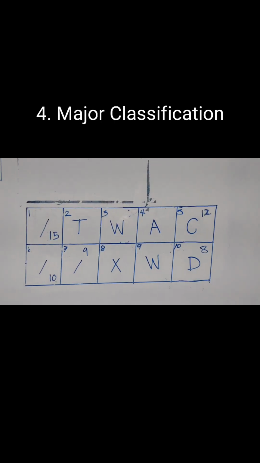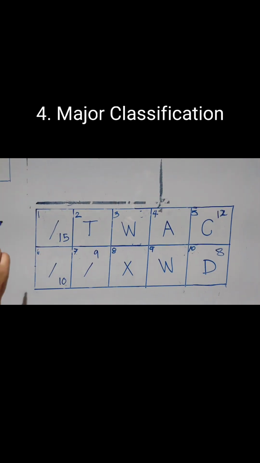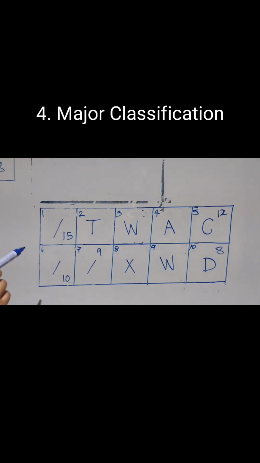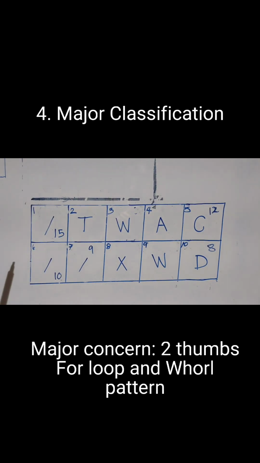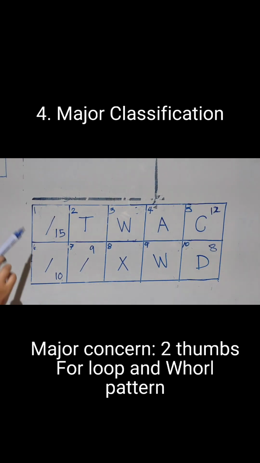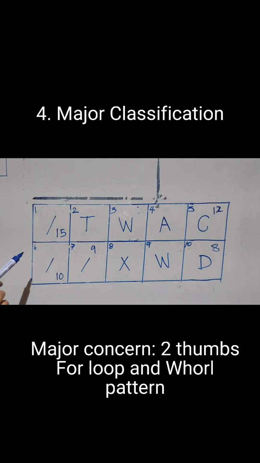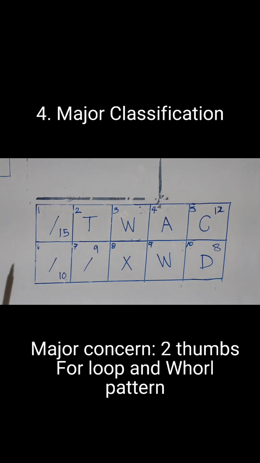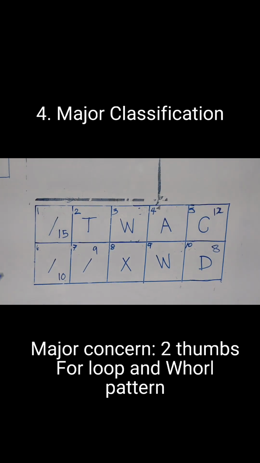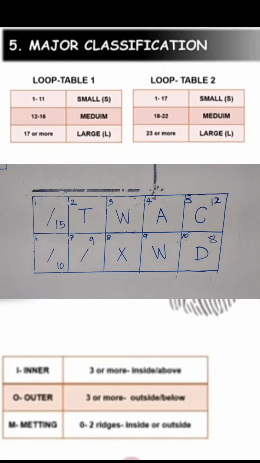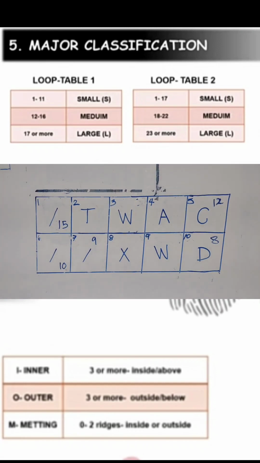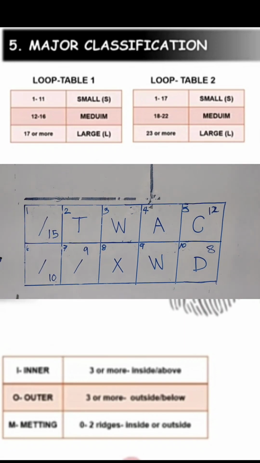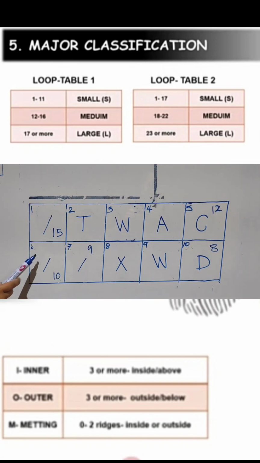The next classification that we're going to do is the major classification or division. In this classification, we're going to focus on our two thumbs, and it is for loop and whirl pattern. So we have three tables, which is table 1, table 2, and the whirl table. First thing that we're going to look at is our left thumb, which is this.